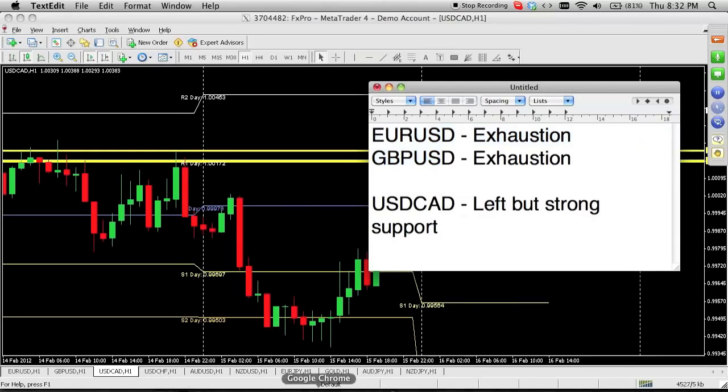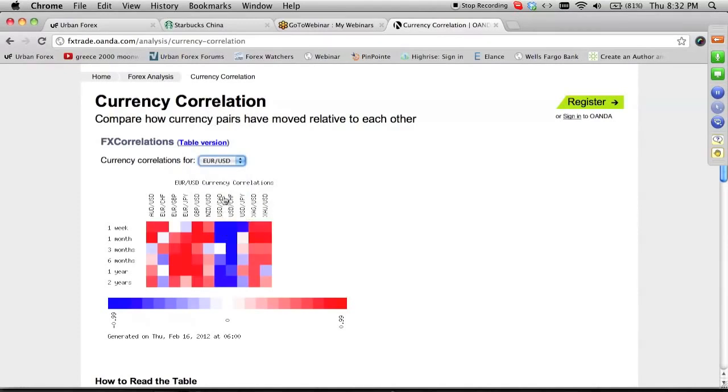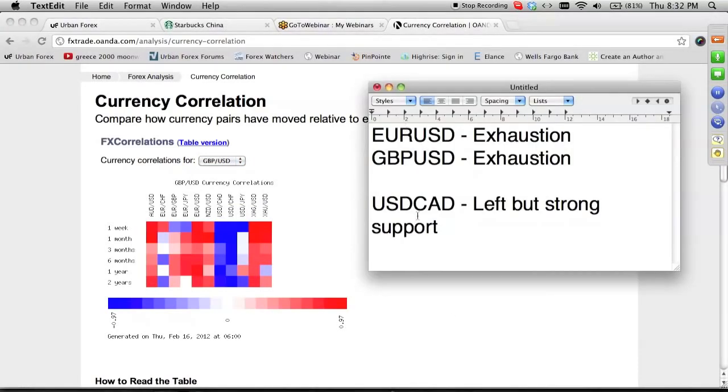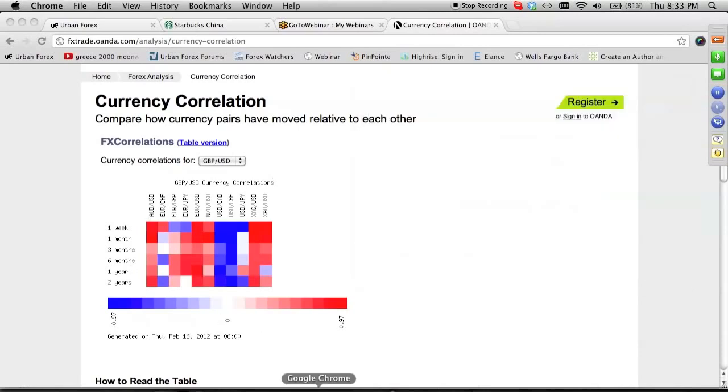So let's take a look at Euro USD. Do we have correlation with US dollar CAD? Yes, it's dark blue. Pound dollar, US dollar CAD, dark blue. So both of these are correlated with US dollar CAD. All in all, it means no trade. Does that make sense? Because it's already at its pivot line, and it's not just one pivot line that's stopping it, it's two. So that's a lot of strength right there.